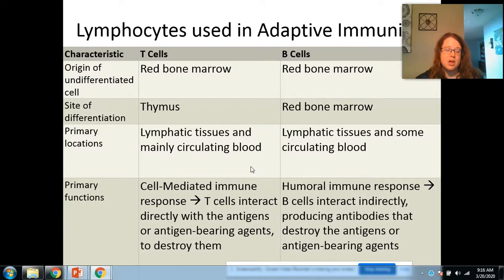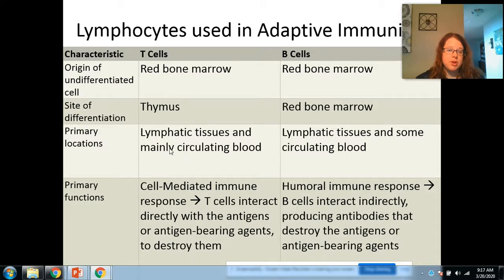response. So T cells, they are actually formed in the red bone marrow and then they mature in the thymus gland. Remember the thymus gland? These T cells are going to mature and then the thymus gland is done and it starts to shrink over time. Whereas your B cells, they are created and matured in the red bone marrow.